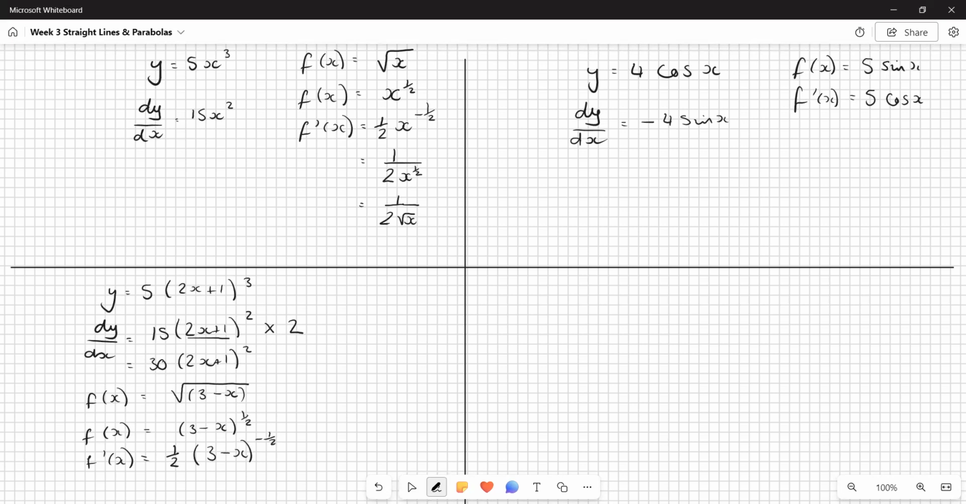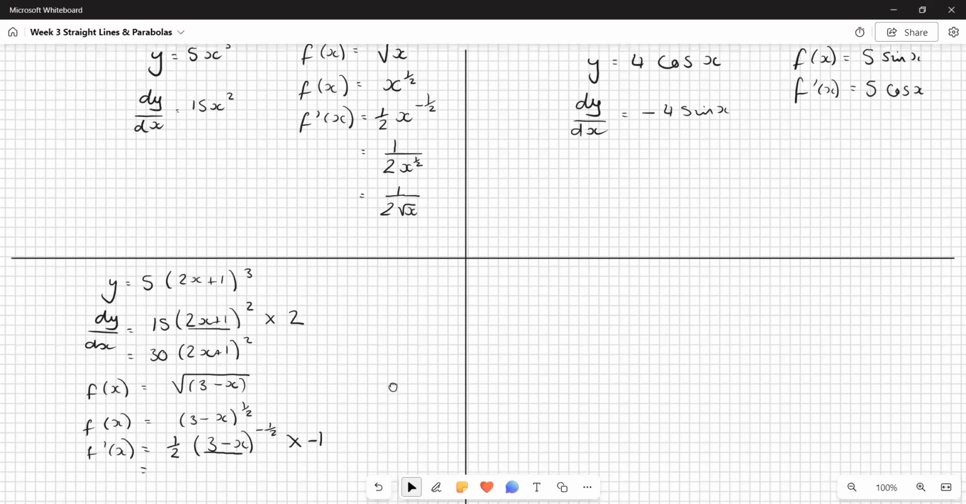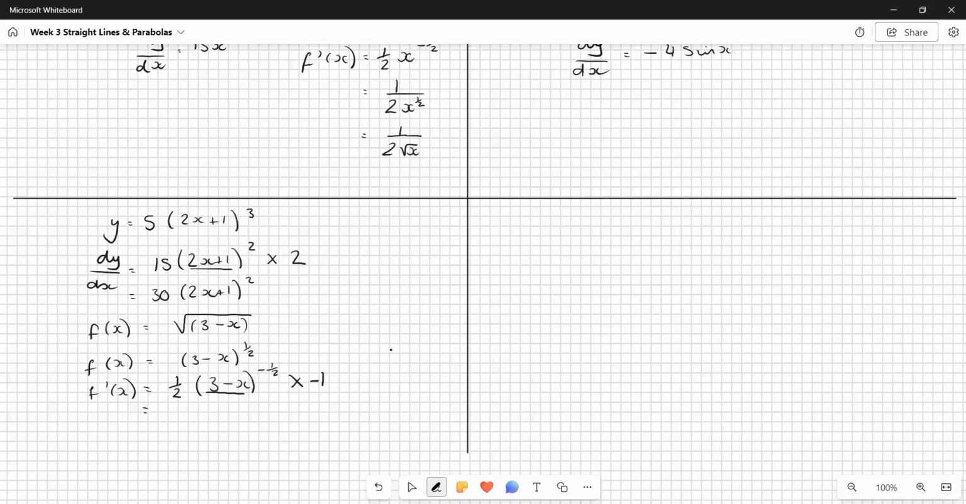So if that bracket was an x, that would be the answer, but it's not, so we multiply by the derivative of our pretend x. And the derivative of 3 minus x, well, 3 disappears and minus x is minus 1x. So the derivative of that would be minus 1, which turns the whole thing negative. And then we would just have to tidy that up. So it would be negative, and then there would be a 2 in the bottom, and then we would have 3 minus x, and it would be the square root of that, and then we would have a 1 on the top, and that would be us.